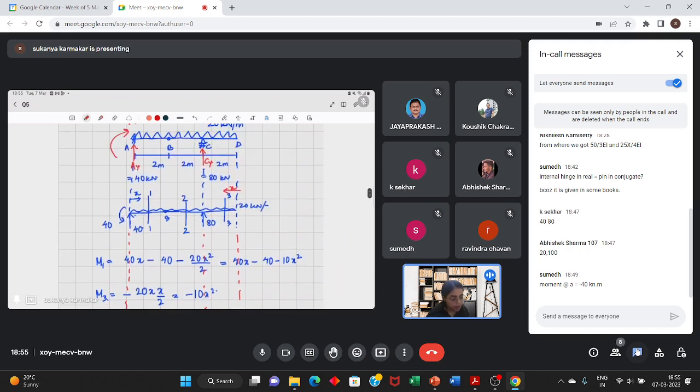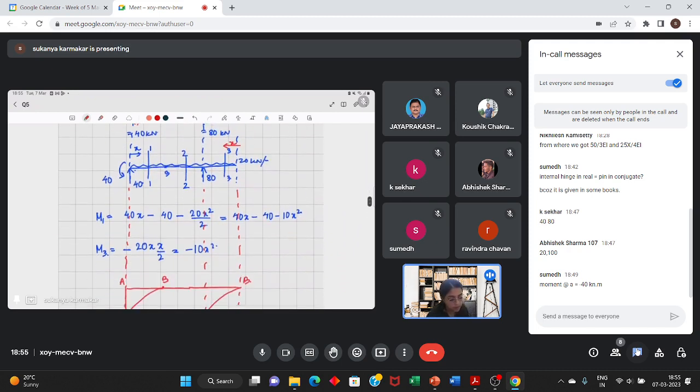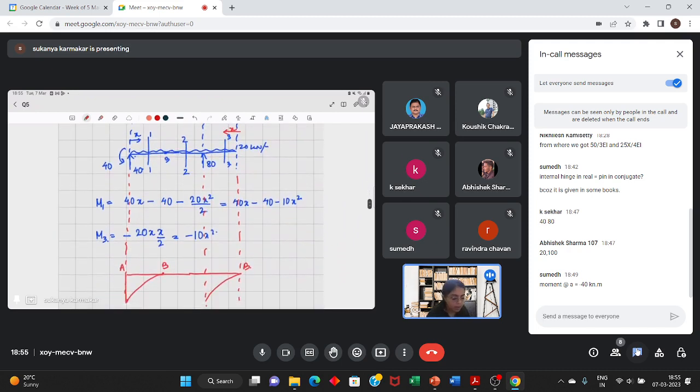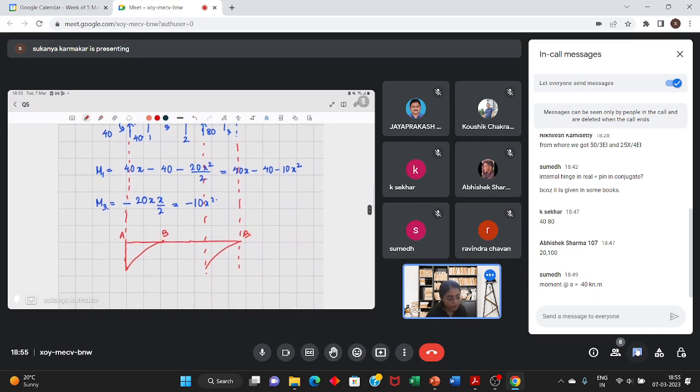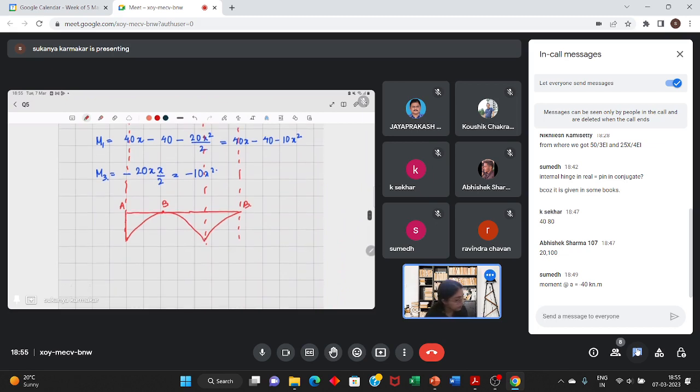And at the support C, it is 2 meters away. So in the equation M3, if you put x is equal to 2, again you get minus 40 kilonewton meters. So again, this is hogging. This is negative and negative. This value is 40 by EI.